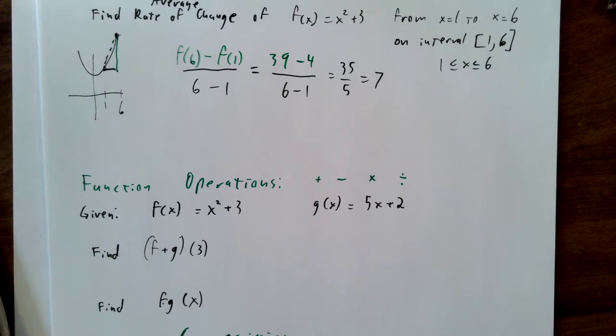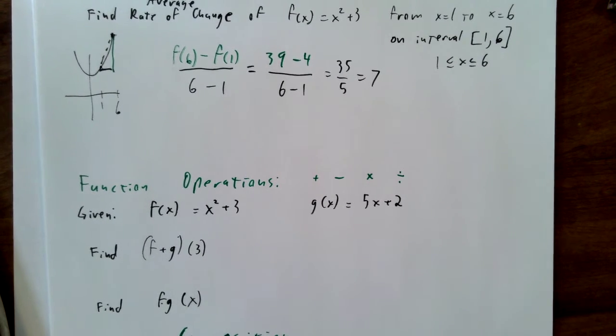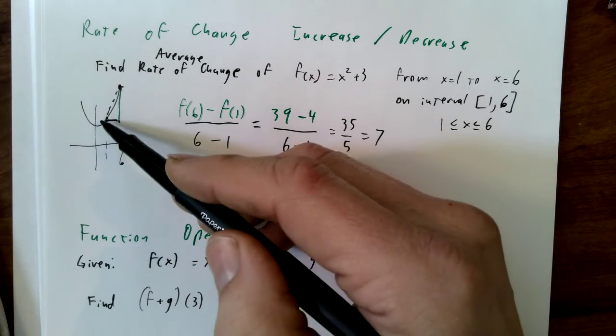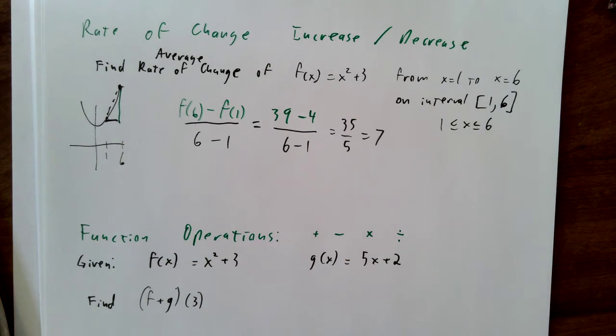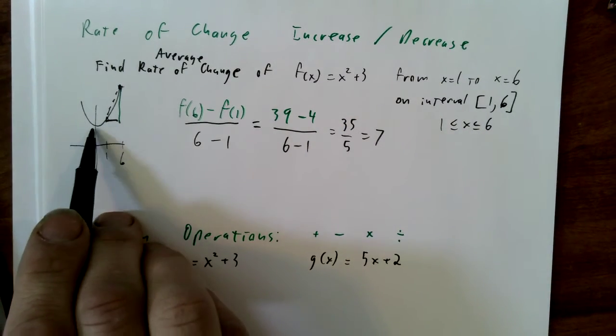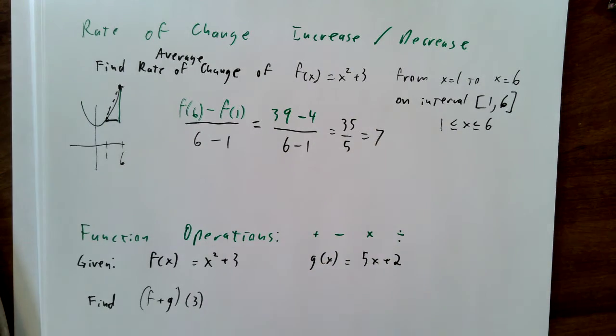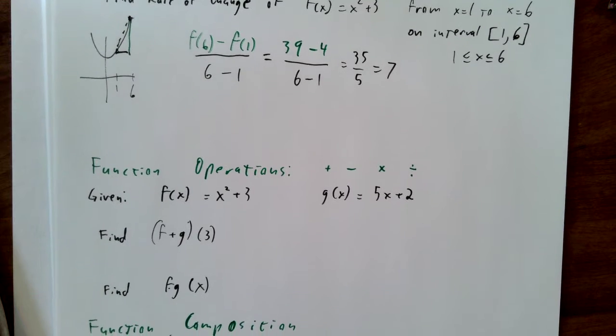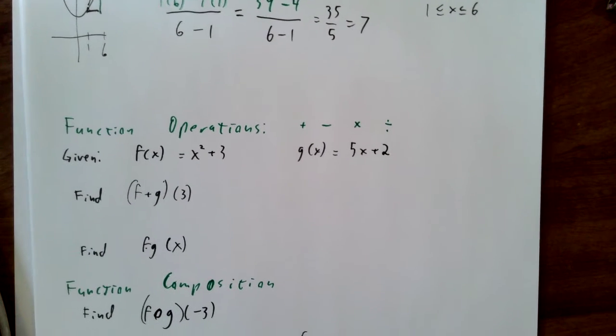That's going to be positive if you're dealing with an increasing function. And that's just the average on this interval, but it is an increasing function in this whole part of the graph. It's actually increasing from 0 to infinity because the graph looks like that. Okay. Rate of change from 1 to 6 is that 7 units.